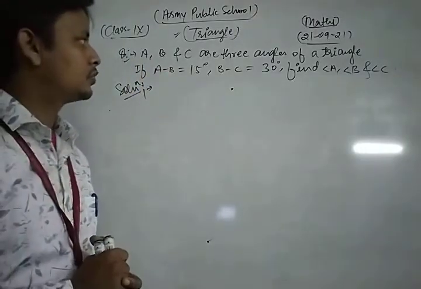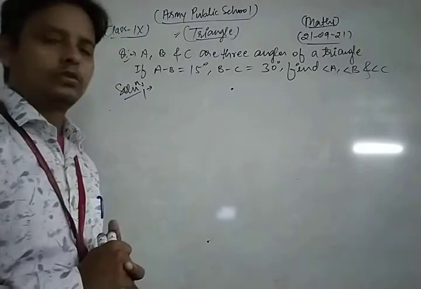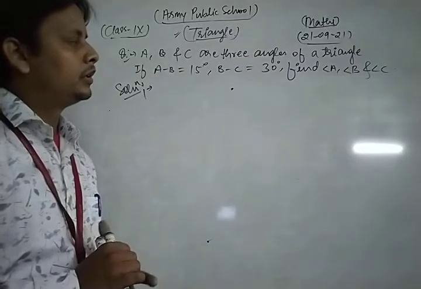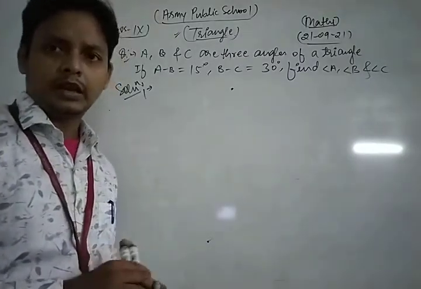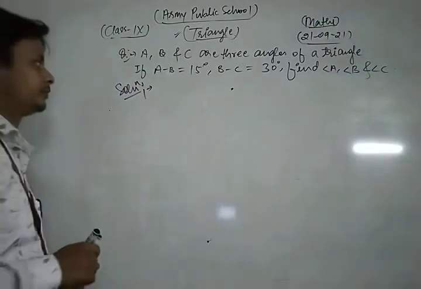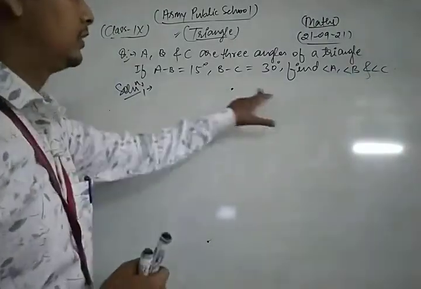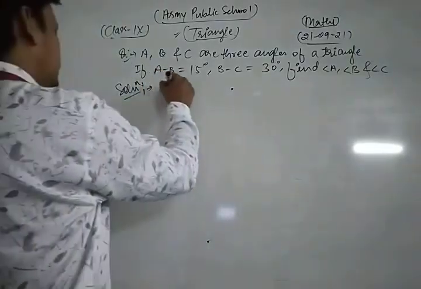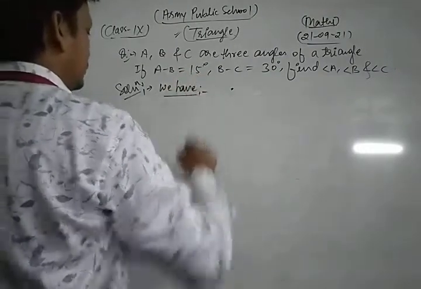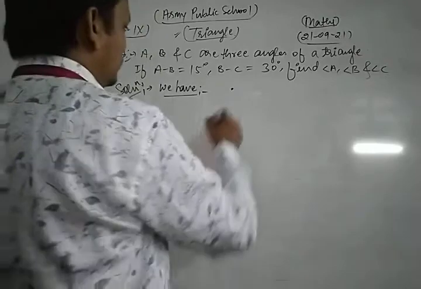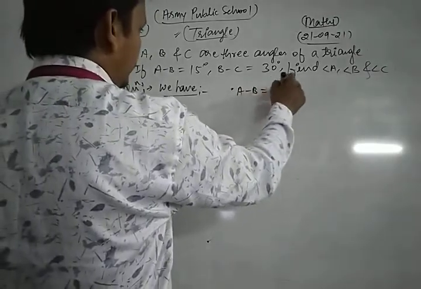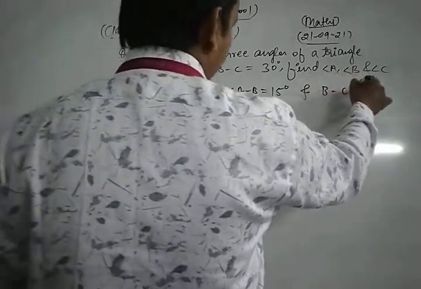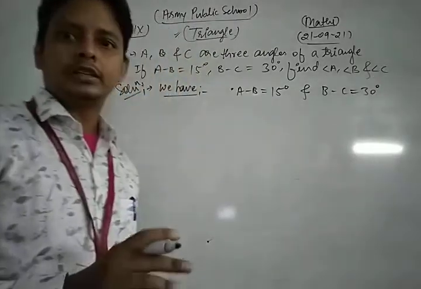Here A, B, C are three angles of a triangle. If angle A minus B is equal to 15 degrees, and B minus C is equal to 30 degrees, find angle A, B and angle C. Now let's see its solution. So dear friends, we have first of all A minus B is equal to 15 degrees and B minus C is equal to 30 degrees. These are the two very important relations given in our question.